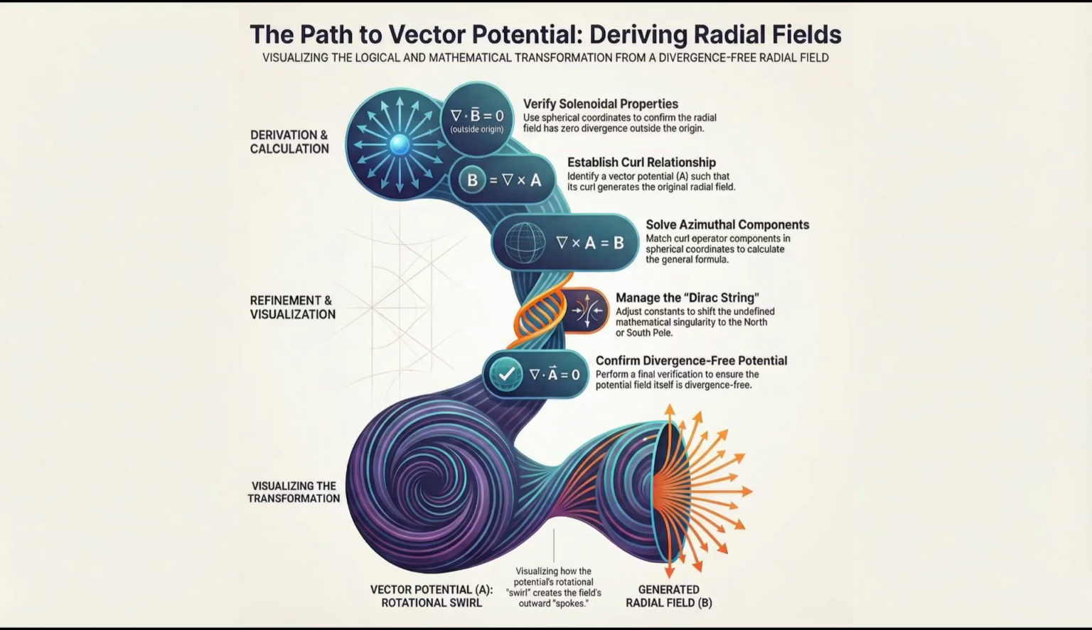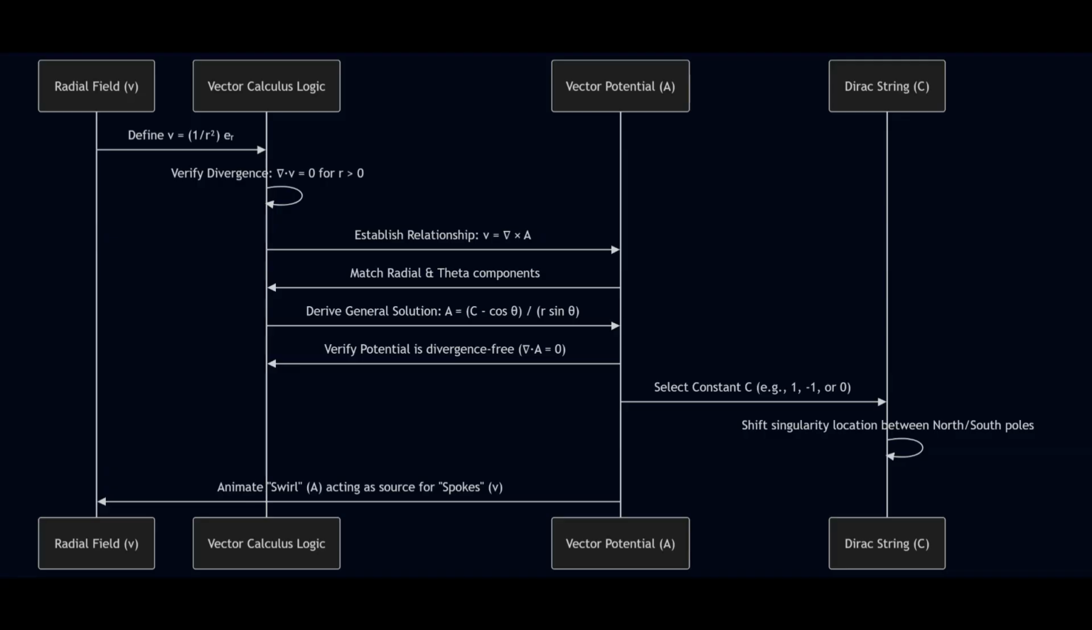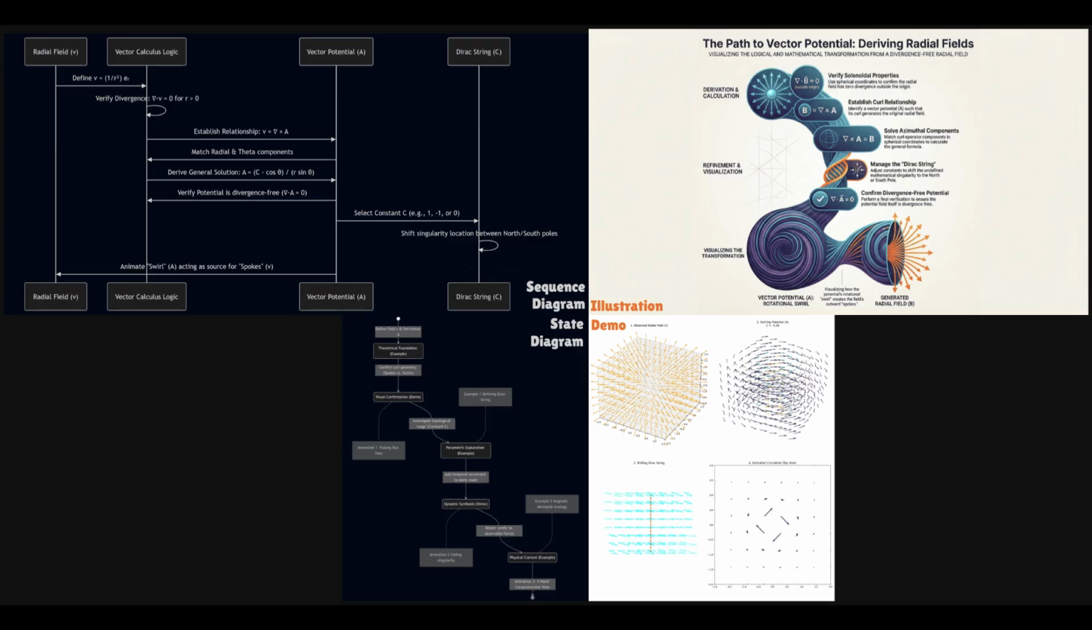The relationship between the derivation sheet and the two diagrams is defined by a bridge that connects abstract algebraic theory to physical geometric intuition. While the derivation sheet provides the logical blueprint and mathematical proof, the diagrams translate those complex steps into a visual language of shapes and movement.